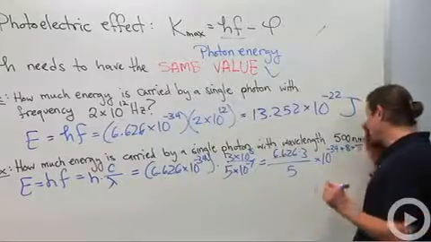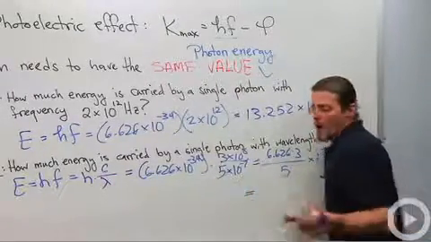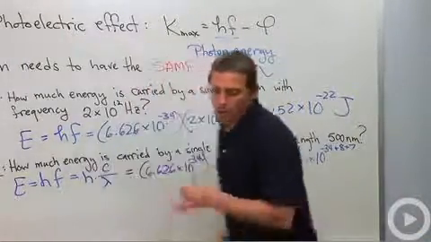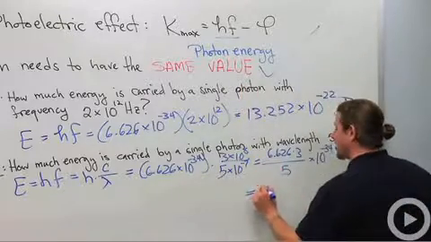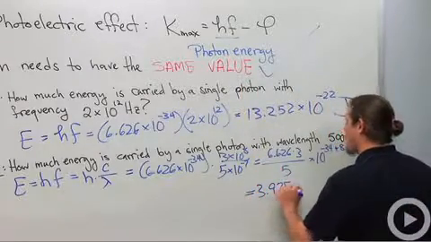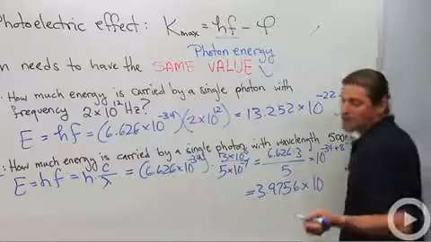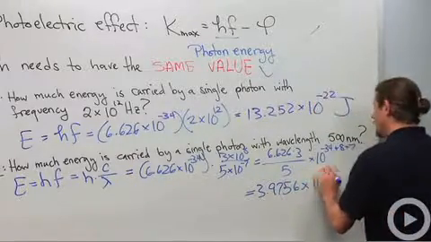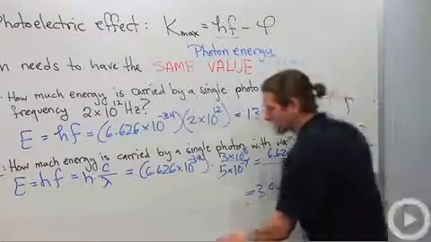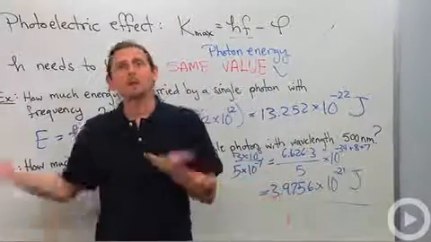All right. So when we go through this, we'll end up with 3.9756 times 10 to the minus 21 joules. And that's the way it works. Planck's constant.